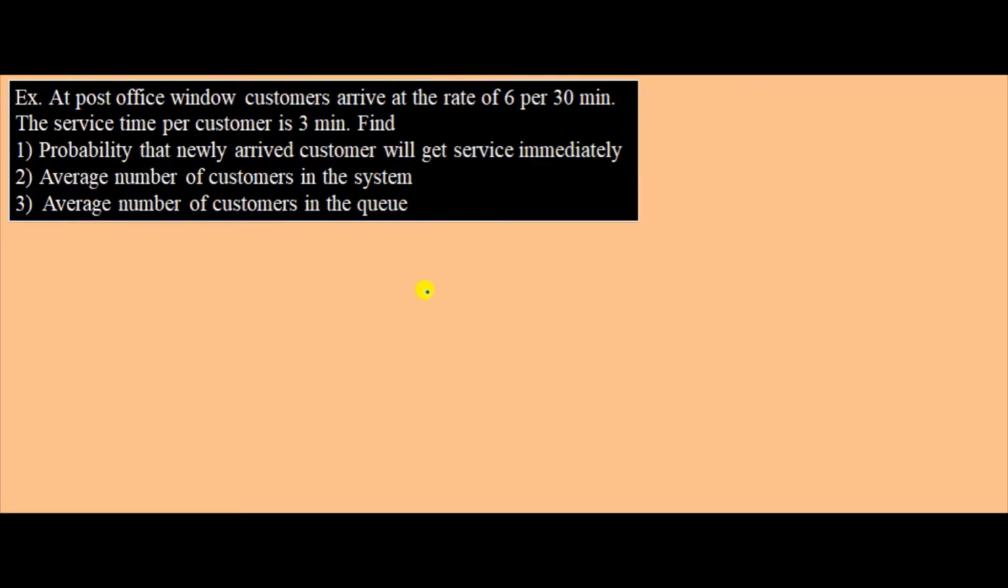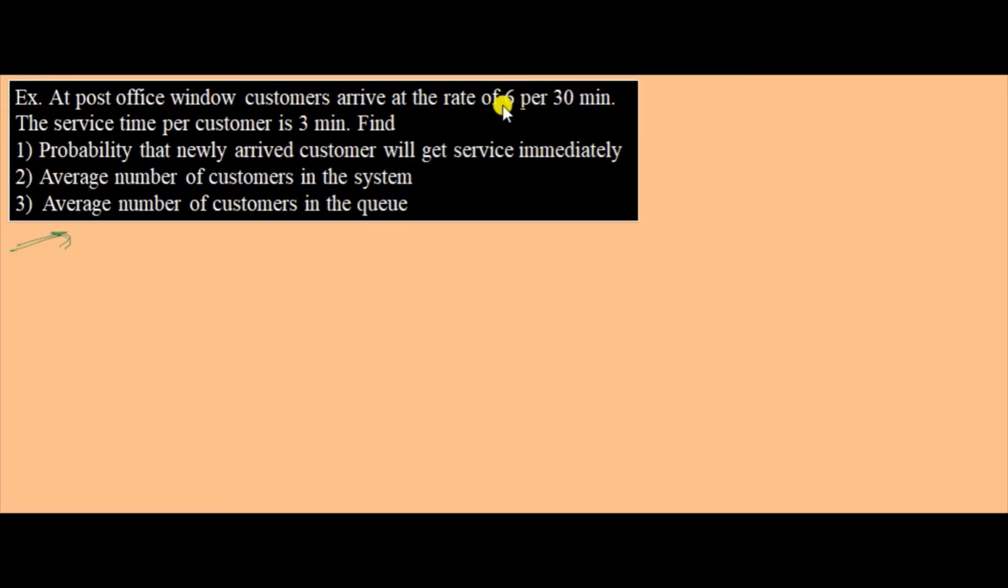So this is one of the problems from the queuing model or the waiting line model. Let's see its solution. Now, what is the problem that has been given? At a post office window, customers arrive at the rate of 6 per 30 minutes. That means the arrival rate is given as 6 per 30 minutes.